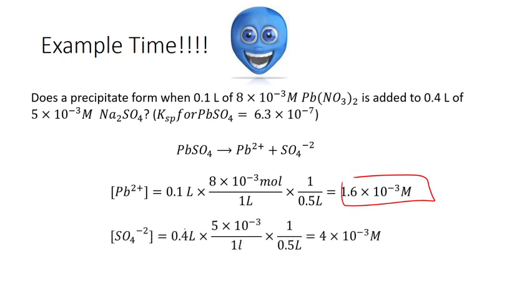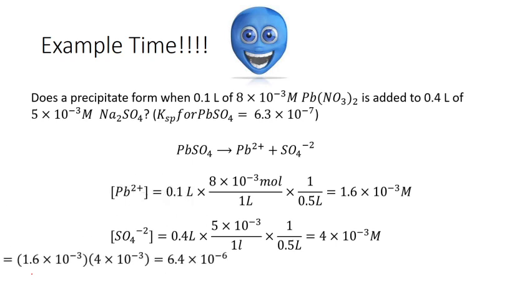Now we're also going to do that with sulfate. Same deal. We started with 0.4 liters of it, this many moles in 1 liter, divided by the total volume of our solution, and we have 4 times 10 to the negative third molar as our concentration of sulfate.